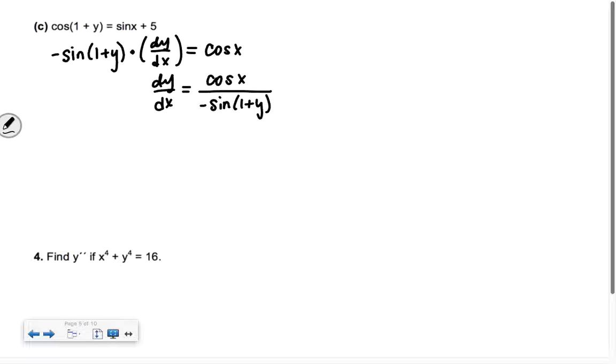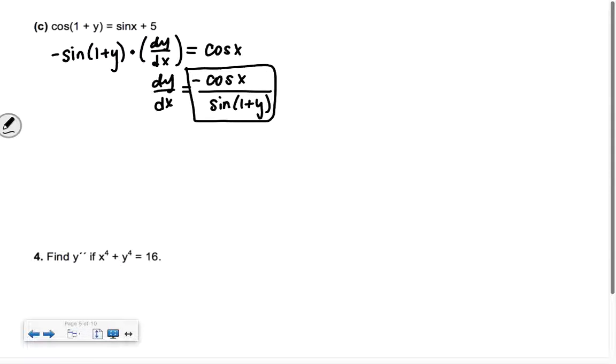There is nothing you can do here. You cannot write cotangent. Why can I not write cotangent in this example? Because the arguments, the things you're taking the sine or cosine of, are not the same thing, right? They're different angles, so you can't say cotangent. You can put the negative on the bottom, or you can put the negative on the top. I usually put the negative on the top.